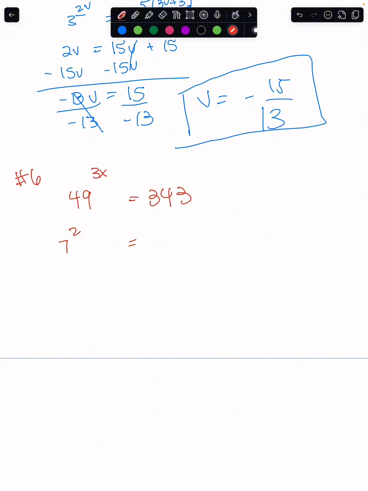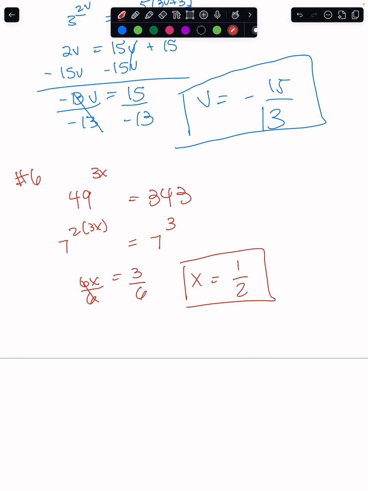And 343 happens to be 7 cubed. And don't forget I got this 3x here. So in other words, it's going to be 6x equal to 3. Divide both sides by 6. X equals 1/2. Hopefully, you got that. X equals 1/2. All right. So that is how you do the exponential ones. Now let's go ahead and jump into some of the questions where we have to expand and do some other things.